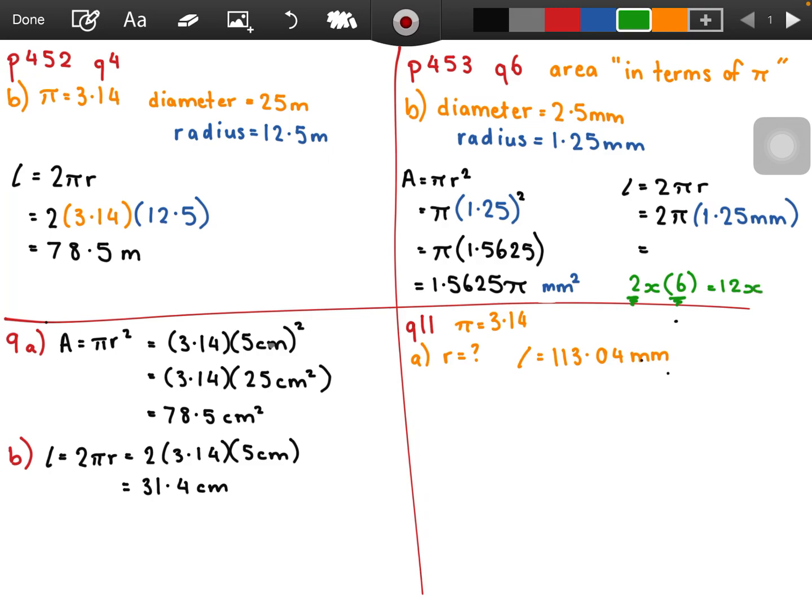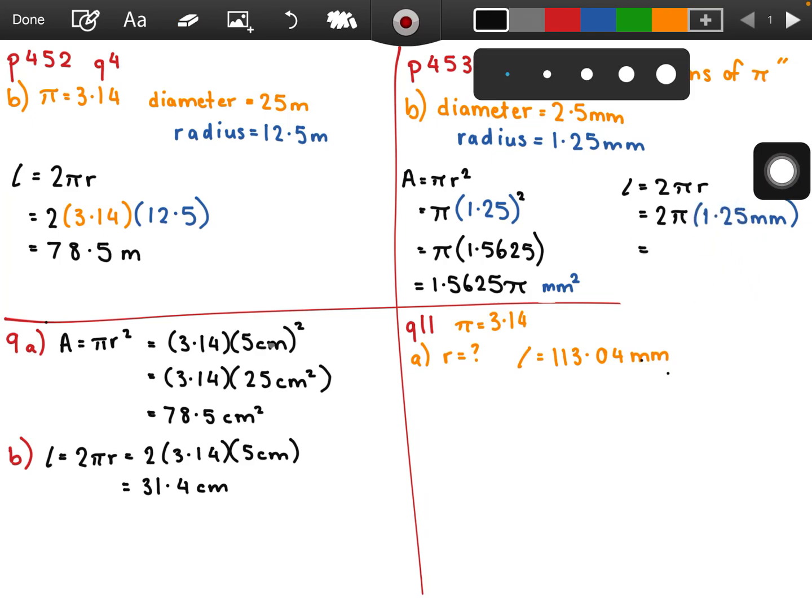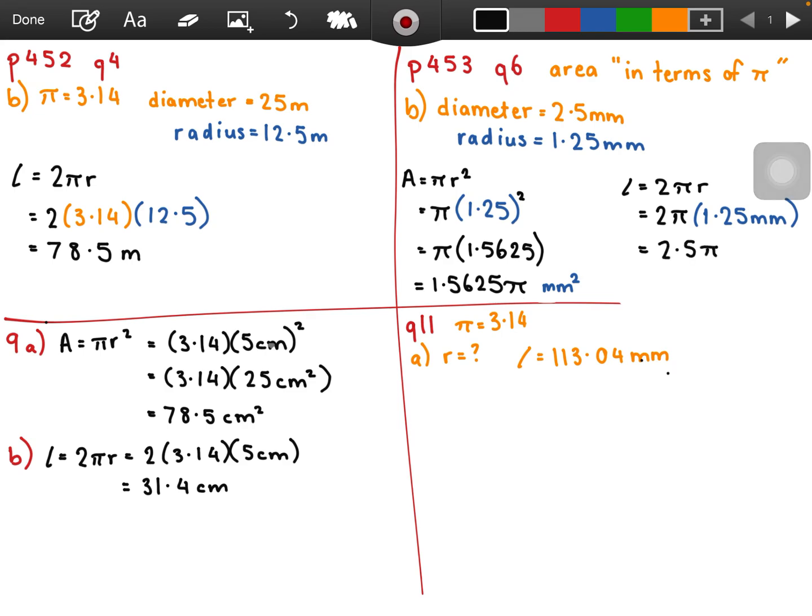Okay, so again, let's imagine this was algebra. If I had 2x by something like 6, I could know that that is the same as 2 by 6, which is 12, and then the x. So remember it was number by number, letter by letter. It's the exact same here. I can multiply the 2 by the 1.25 to get 2.5, and then my pi gets carried down. Okay, and my unit here is millimeters because it's a length.